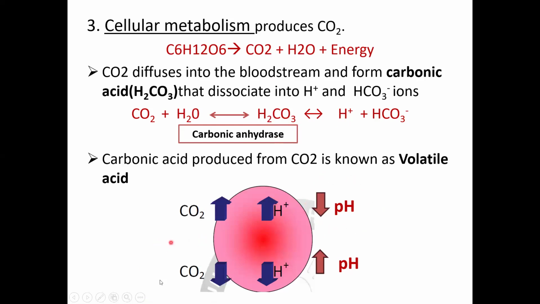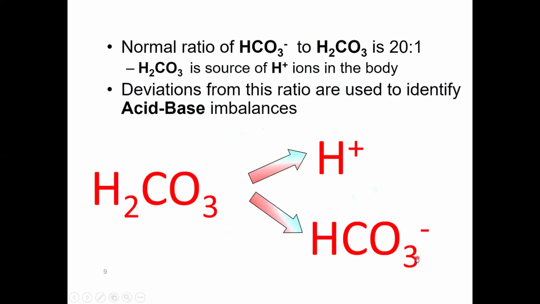But if a less amount of carbon dioxide diffuses into the blood, less carbonic acid is produced and fewer hydrogen ions are produced. So in this case, pH increases. Usually, when the carbonic acid dissociates into hydrogen and bicarbonate ions, the ratio of bicarbonate ions to carbonic acid in the blood is maintained at 20:1. It is the normal ratio which the body must maintain in order to maintain the pH of the blood.